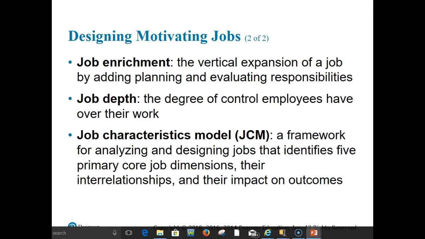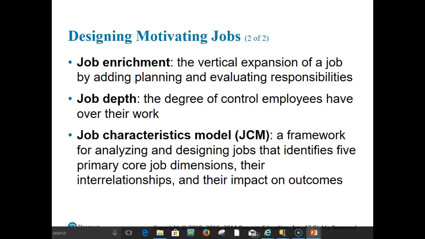And here, I'm going to go through it again. Job enrichment is the vertical expansion of a job by adding planning and evaluating responsibilities. Job depth is the degree of control employees have over their work. And job characteristics model, the JCM, is a framework for analyzing and designing jobs that identifies 5 primary core job dimensions, their interrelationships, and their impact on outcomes.